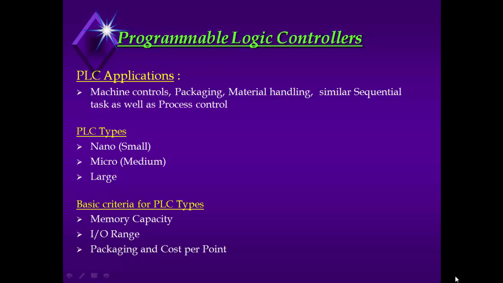PLC types: we have nano, micro, large. The difference between nano and micro is the size. Basic criteria for PLC types: memory capacity, input output range, packaging and cost per point.